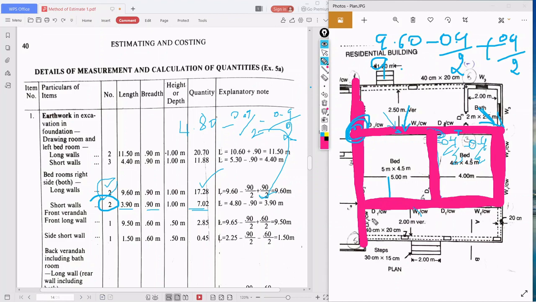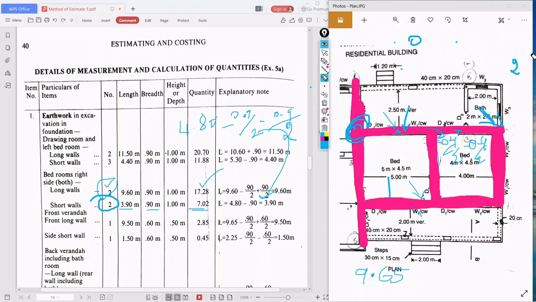What is the length of the long wall? We just need to consider, because it is already over here. So only one long wall is remaining, as the long wall on this side has already been considered in the bedroom on the right side. So only this long wall we need to calculate. Front long wall number is 1. What is the center line length we got? 9.65, correct? The center line length we got is 9.65.